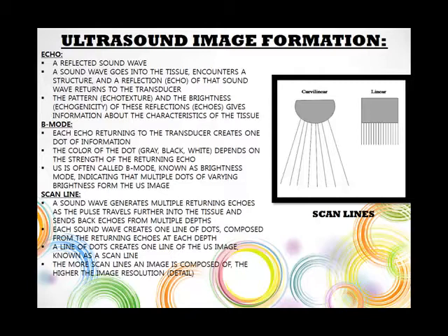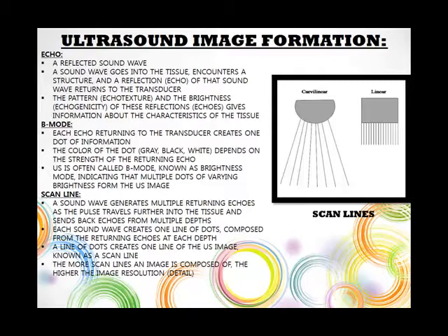Ultrasound imaging today is called B-mode imaging. And this means that each one of these echoes that returns to the transducer gives us one little dot of information on that ultrasound image. So if you think of your ultrasound image, it's made up of thousands and thousands and thousands of dots. So that's how many sound waves and echoes are going back and forth between the transducer to create our picture.